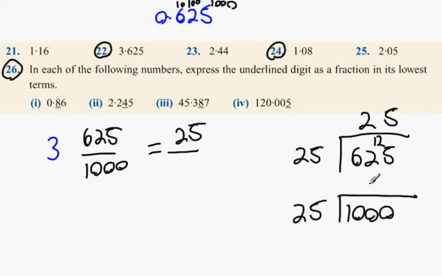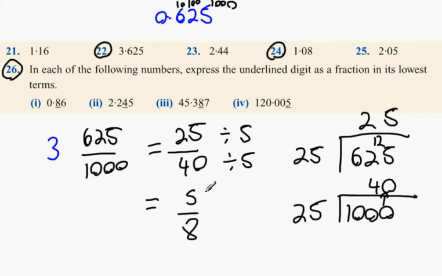Ryan? 40. Where'd you get that from, Ryan? 25 doesn't go into 10, but it goes into 100 4 times. And there's 0 left. 25 over 40. Now back to Joey. Joey, what can divide into the two of them? 5. Divide the top and bottom by 5, and what do we get? 5 over 8.